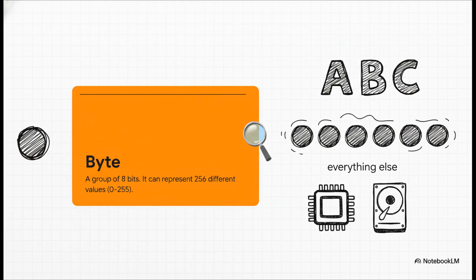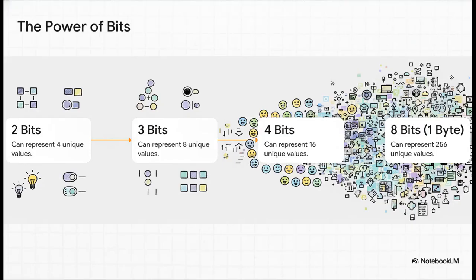So if bits are the letters, you can think of a byte as a standard 8-letter word that computers use to build everything. And this is where the magic really kicks in. Watch what happens when we start stacking these bits together. With just 2 bits, you can already make 4 different combinations. Add one more, just 3 bits, and now you have 8. By the time you get to a full byte, that's 8 bits, you can represent 256 completely unique values. This is it. This is how we build complexity out of pure simplicity.